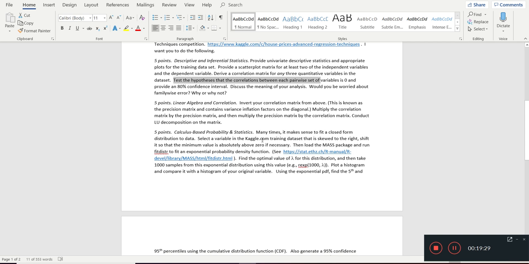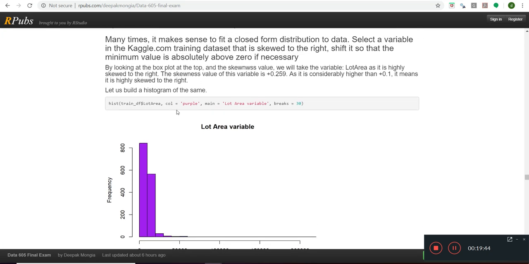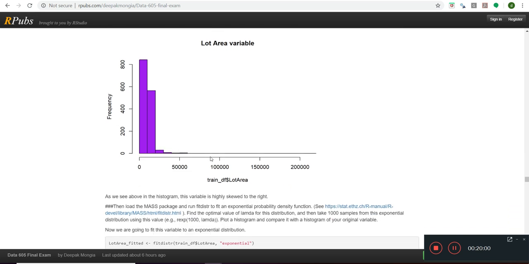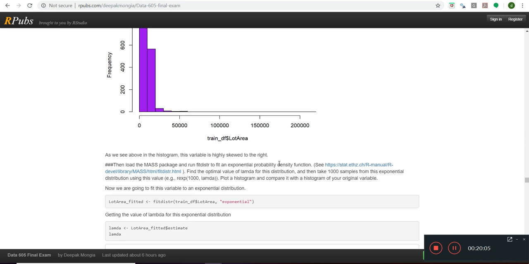So basically we have to fit an exponential probability density function to our variable using the fitdistr function from the MASS package. We've already imported the MASS package, and first we'll just see how the lot area looks. It's a very right-skewed variable, as we were asked to show. I've just created a histogram of the lot area and it comes out like this, which clearly says that it's a right-skewed variable.